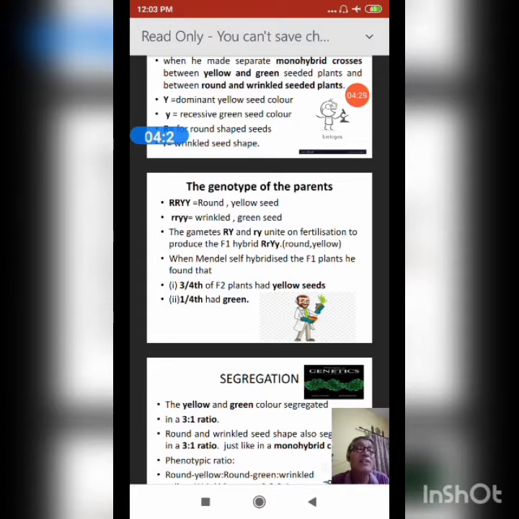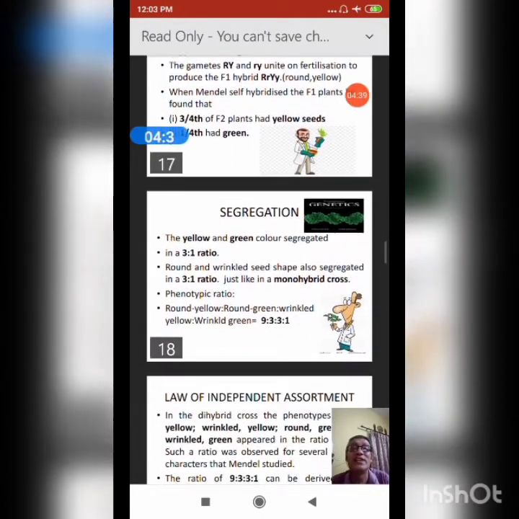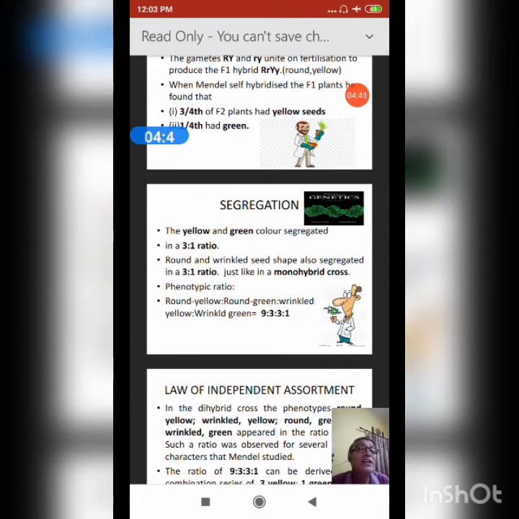But when Mendel self-hybridized the F1 plants, he found that 3/4 of the F2 plants had yellow seeds and 1/4 had green seeds. So how is the segregation possible? The yellow and green color segregated in a 3:1 ratio, and round and wrinkled seed shape also segregated in a 3:1 ratio, just like a monohybrid cross. So two monohybrids combine into one dihybrid cross.